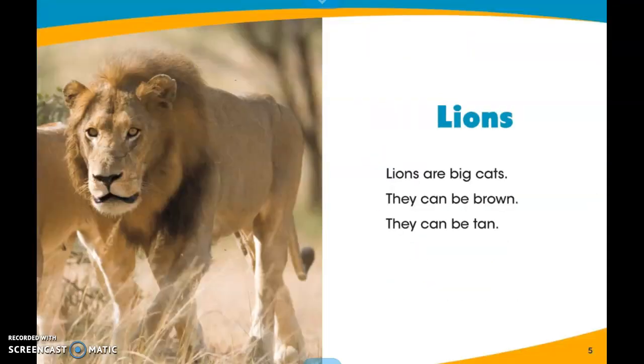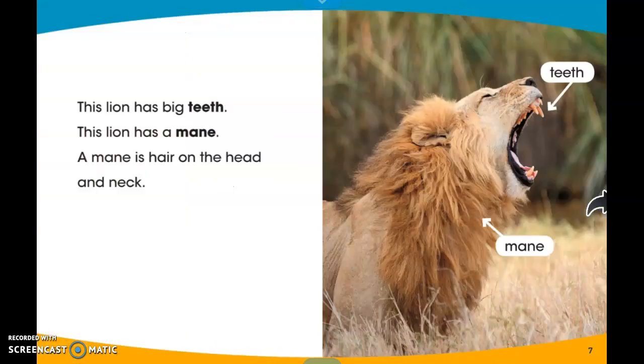Okay, so the first page. We have a lovely picture of a lion here. And already I can see information that I could use because when authors put in a picture, the picture is obviously telling us something important. So let's see what it says. Lions are big cats. They can be brown. They can be tan. Okay, so already I know from its appearance that lions are brown or tan in colour.